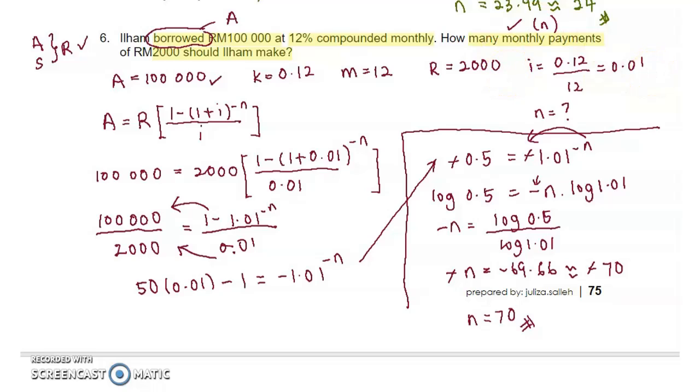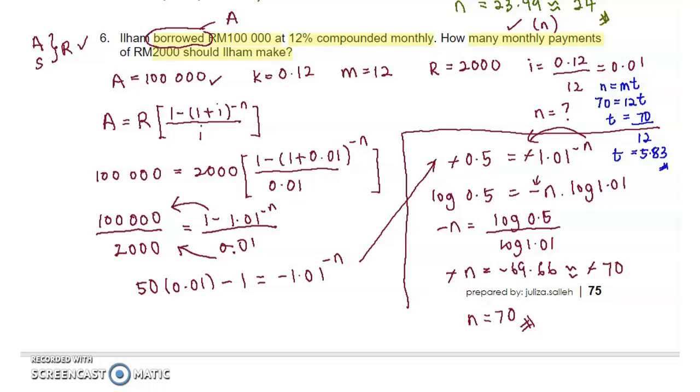Okay, let's say this question asks you to find the term of the borrowing period. How long does Ilham pay 400,000 ringgit? How long means referring to value T. How many years? Again, if you want to find T, substitute into N. We know that N equals M times T. N is 70, M is 12 times T. So T equals 70 divided by 12. How many years? 70 over 12 is 5.83 years. Okay, 5 years something. 5.83 years.